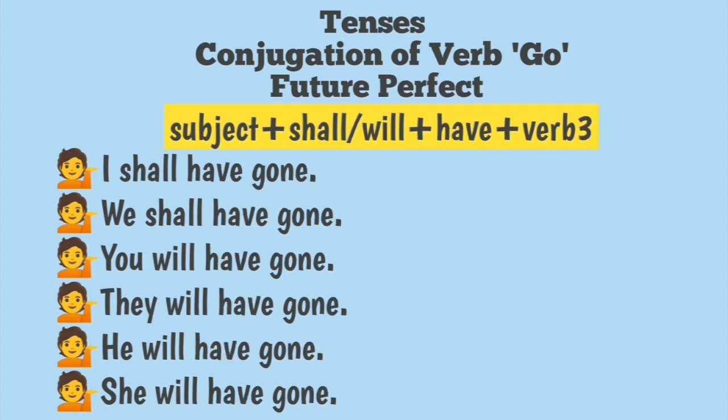Future perfect tense. Sentence construction: subject plus shall or will plus have plus verb 3. Examples: I shall have gone, we shall have gone, you will have gone, they will have gone, he will have gone, she will have gone.